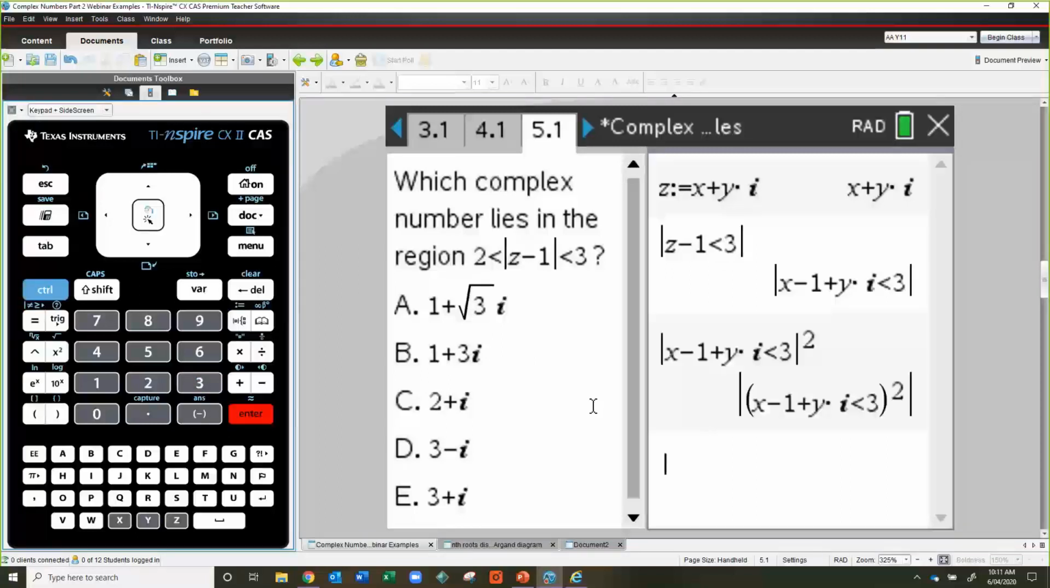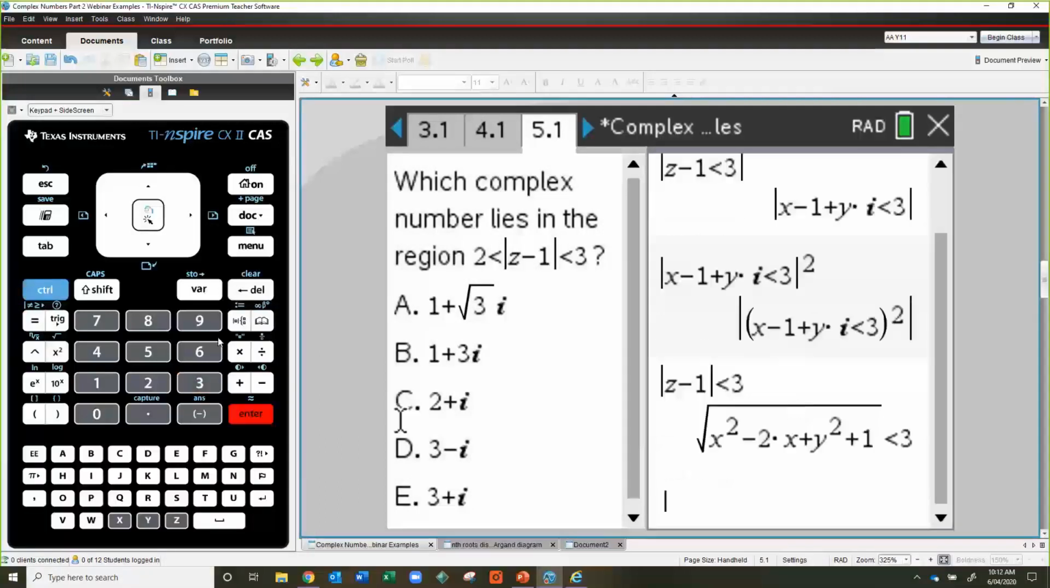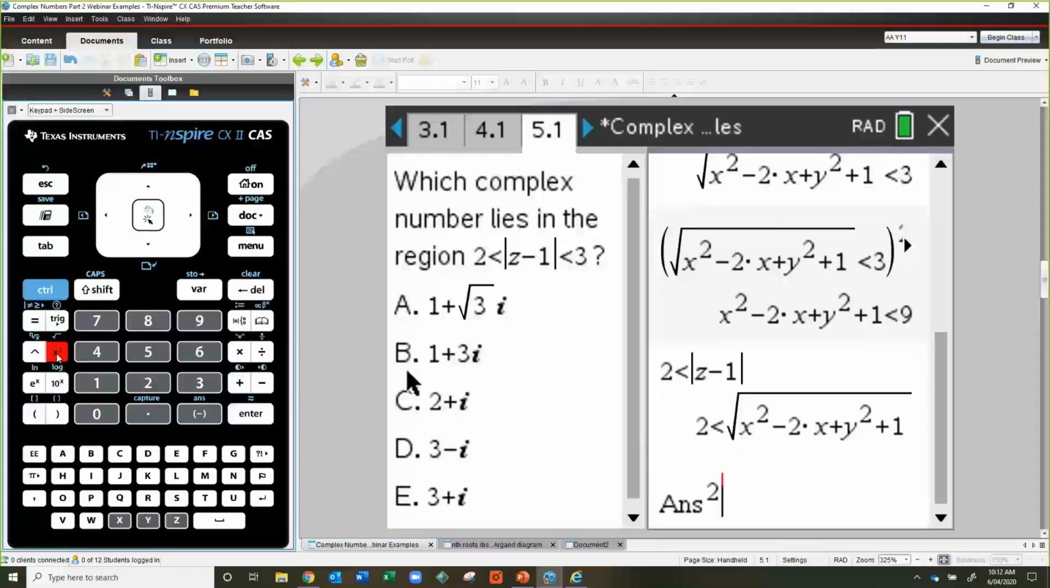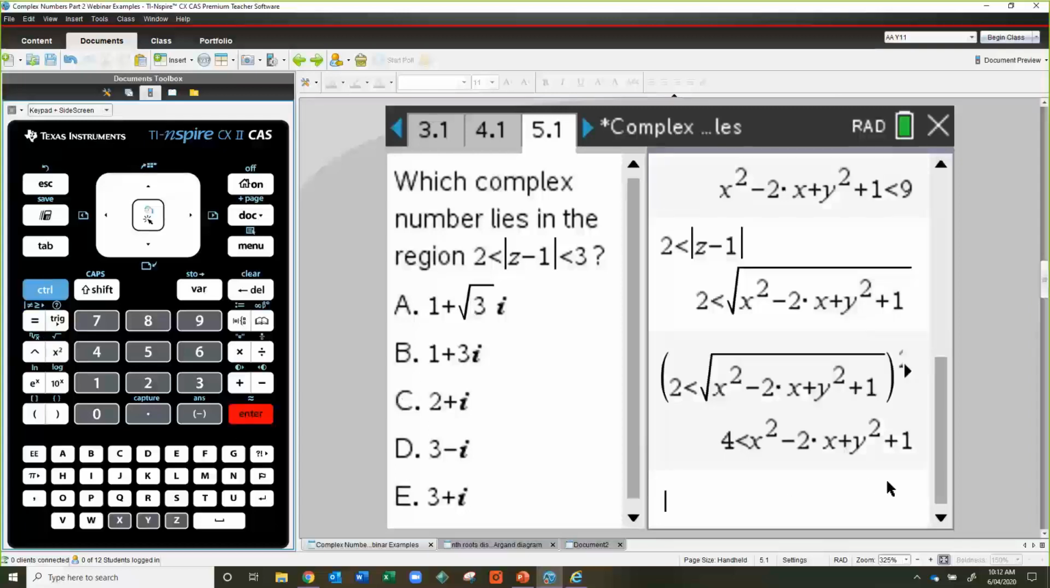Oh, sorry, I did it wrong. Go back, not in modulus, try again. Here is less than 3. And then I square both sides. So that's one of the regions. If I do the same, of course, with z minus 1, but this time we had this on here, so I will have 2 is less than this, and I square both sides again, so I get my second region.